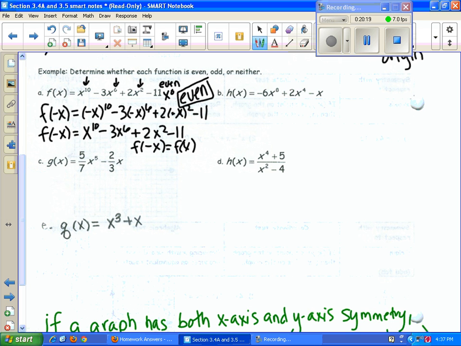Now looking at b. For b, I would look at my degrees, or my powers. So I have 0, which is even. 4, which would give me an even power. And the last one is 1, which is odd. Because of that, I'm already certain that this is going to be neither an even nor an odd function. That means if I were to do h of negative x, it would not be equal to h of x, nor would it be equal to the negative of the function. So this is neither.